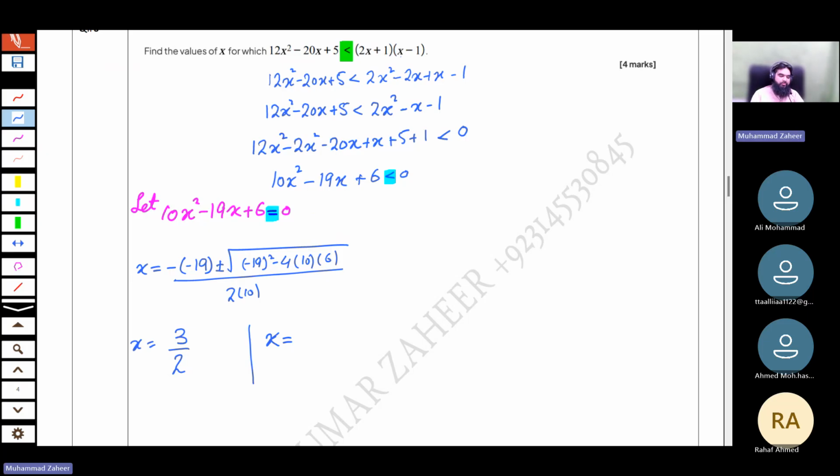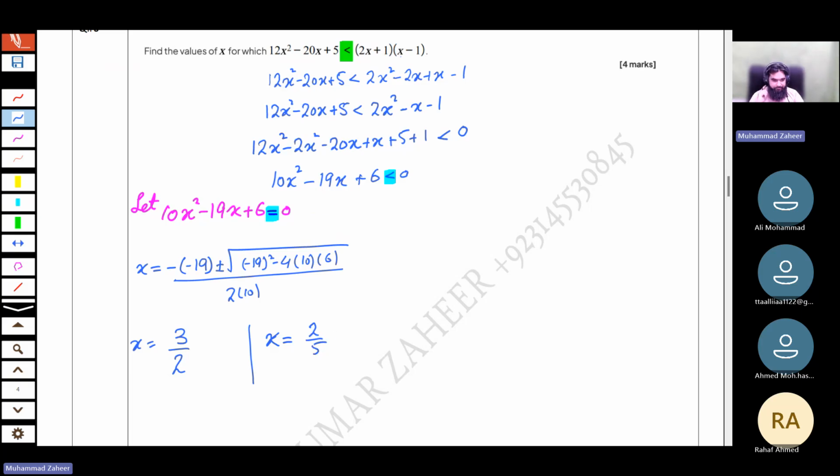Rest of you, do it on your calculator as well. Are you doing it or not? 2 over 5. Yes, 2 over 5.